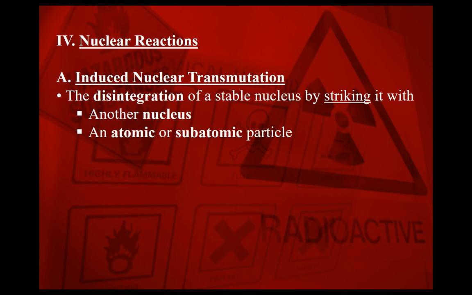I could also take an atomic or a subatomic particle, like a neutron, and fire it at a stable nucleus, and that could also induce a nuclear reaction. Or you possibly could just take a gamma ray photon and fire it at a stable nucleus, and it could once again result in a nuclear reaction where you get a new type of atom.